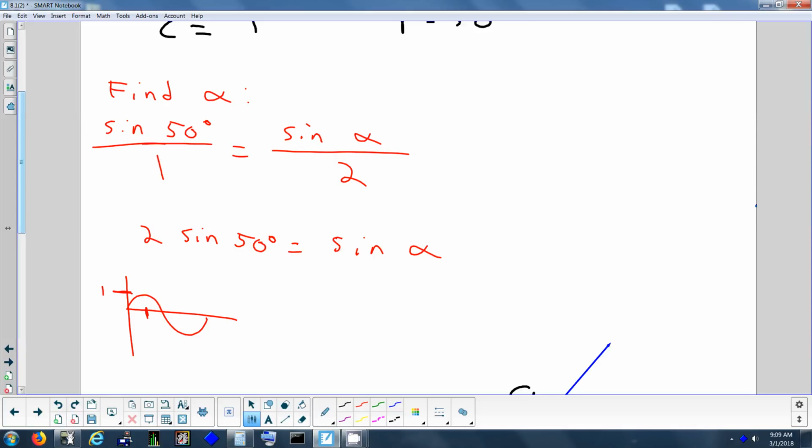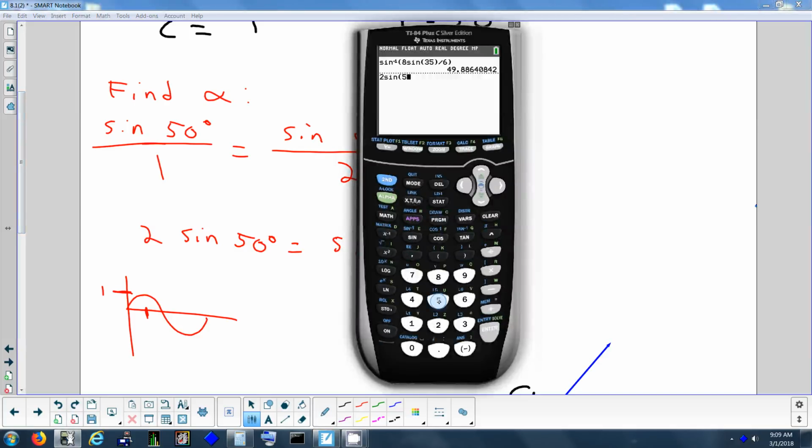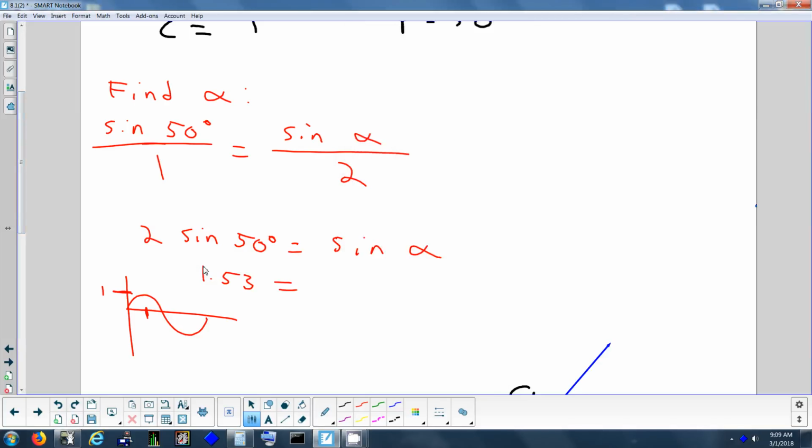What's going to happen there? The sine function equals 1.5. That's a no solution. Okay? If you didn't remember what the sine of 45 was, you can type this in, and we get 1.53. So now what you'd be trying to do is taking the inverse sine of 1.53. You can't do that. That's a no solution.